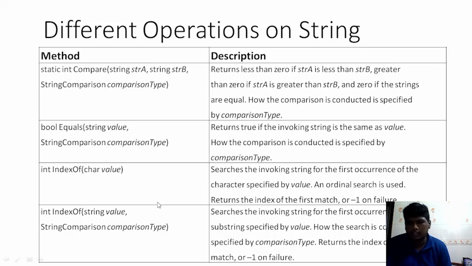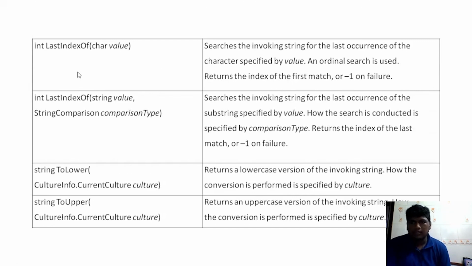The next is IndexOf. It returns the position of the first occurrence of the substring in the main string. It returns an integer value. This overload is similar, but the added parameter tells us how the search is conducted, specified by the comparison type. The next method is the LastIndexOf method, which is the opposite of IndexOf. It returns the position of the last occurrence of the substring in the main string. This overload is similar, but the added parameter tells us how the search is conducted, specified by the comparison type.